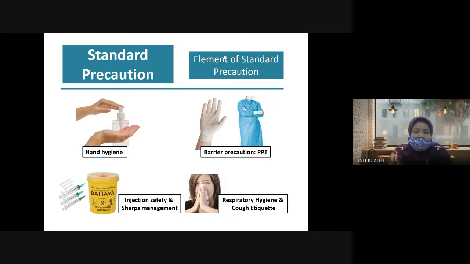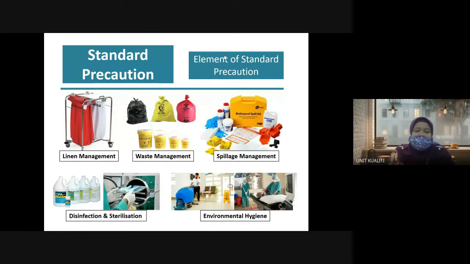The elements of standard precaution are hand hygiene, like I explained before, which is a must. When you handle the patient, you must practice hand hygiene. The second one is barrier precaution, PPE. Next, injection safety and sharps management, respiratory hygiene and cough etiquette, linen management, waste management, spillage management, disinfection and sterilization, and also environmental hygiene.